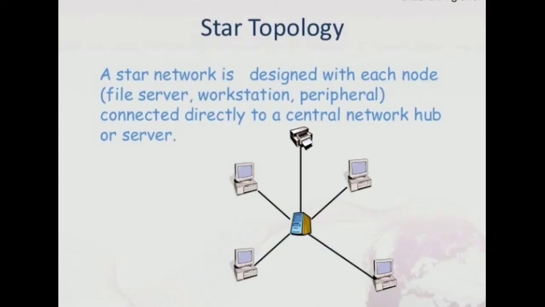So the next type of topology is star topology. A star network is designed with each node, file server, workstation, peripheral connected directly to a central network hub or server.